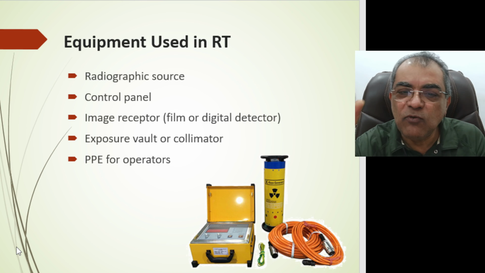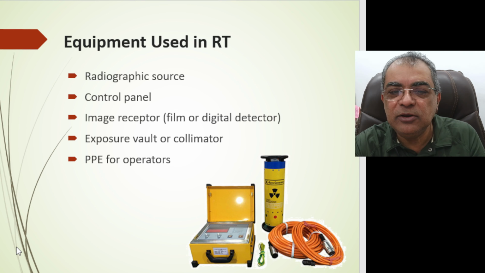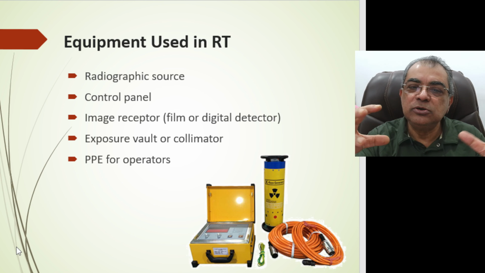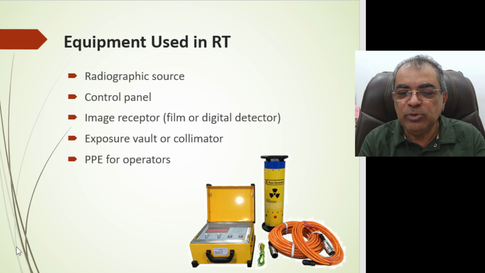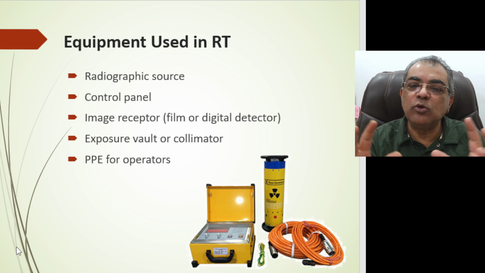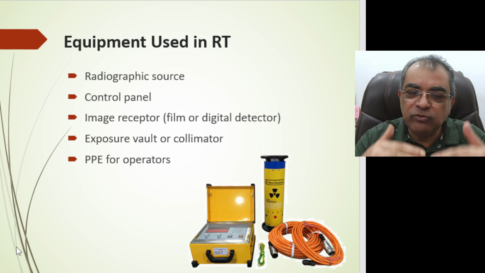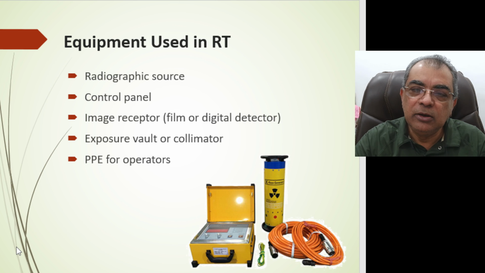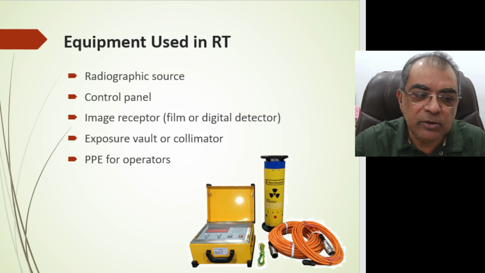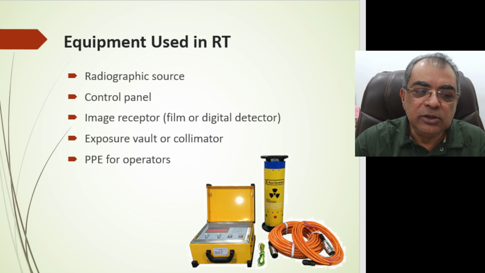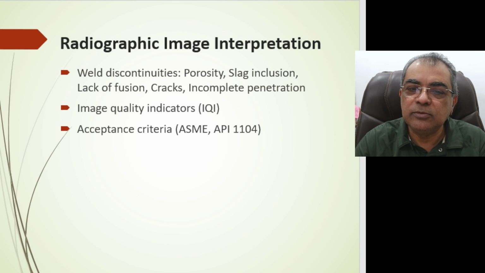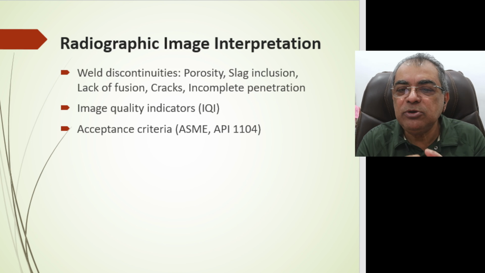So what equipment is used? As you have seen, the radiation source, a control panel, image receptor, exposure device or collimator, and people definitely have to use personal protective equipment, which we will discuss in the next part, the safety part. So first you should know what radiography is and how it is done. Now, radiography image interpretation.